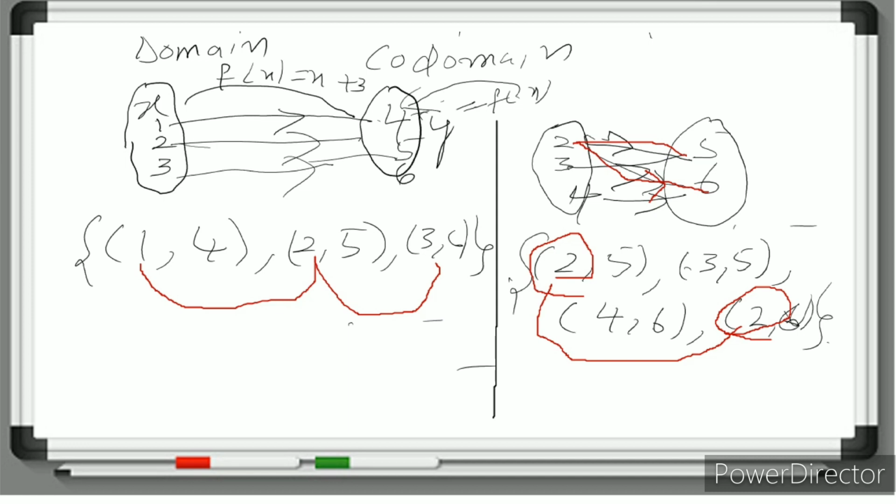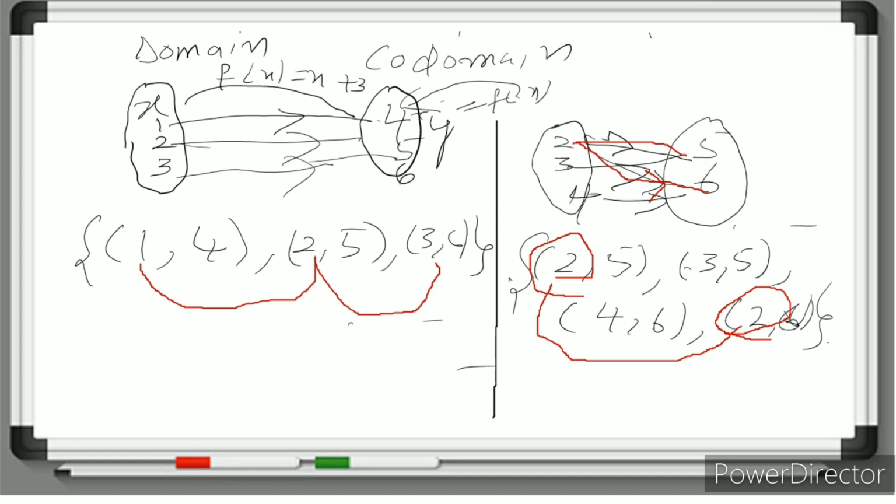Here in the ordered pair 2, 5 we have 2 as the input, and in the ordered pair 2, 6 we have 2 as the input. So these two ordered pairs have the same input. And one more thing, boys, all the numbers in the domain, all the inputs, should be mapped.